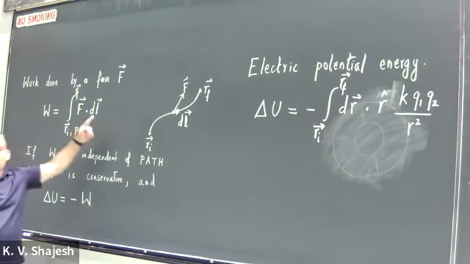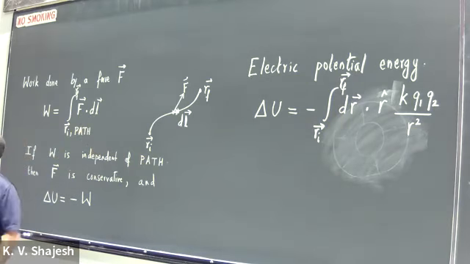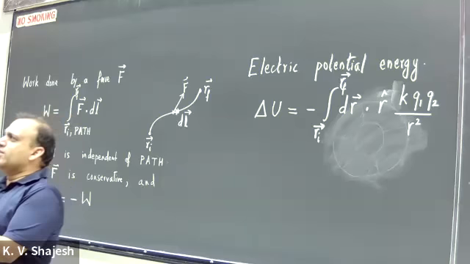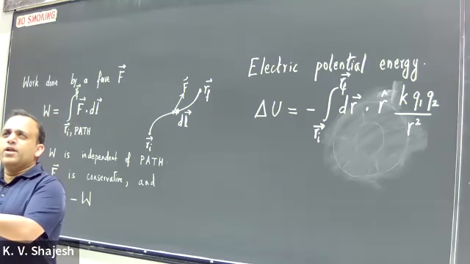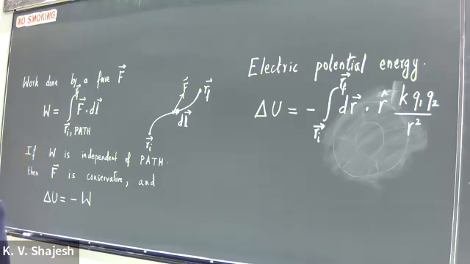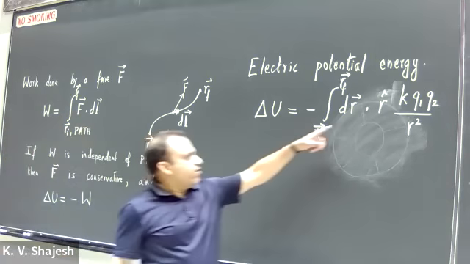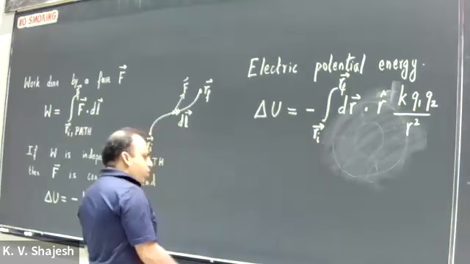Remember, this is a dot product. The dot product between two vectors is equal to 0 whenever these two quantities are perpendicular. Two vectors are perpendicular, the dot product is 0. So let's try to work this out for a point charge.